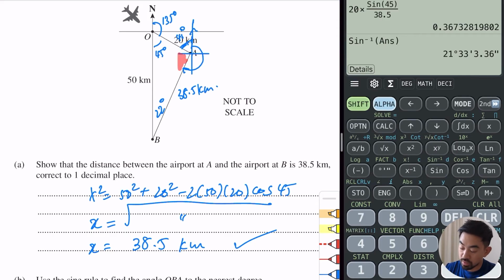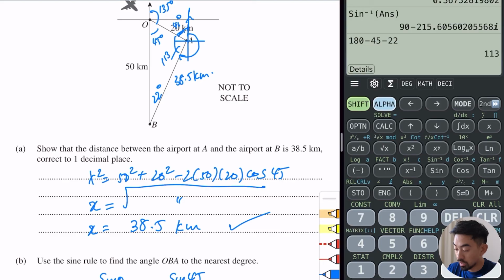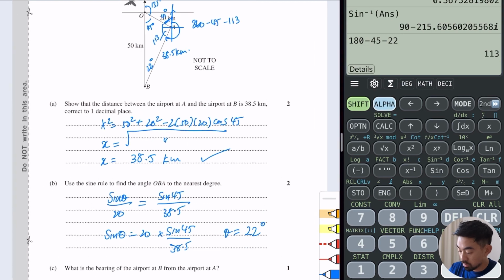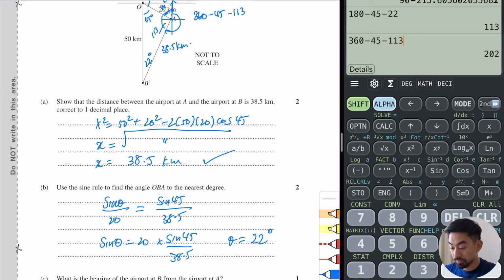What's this little angle in here? Well, it has to be 180 minus 45 minus 22. So that's 113. So my bearing has to be 360 minus 45 minus 113. So 360, because that way I get that whole angle here. So 202 degrees. Ooh. All right.